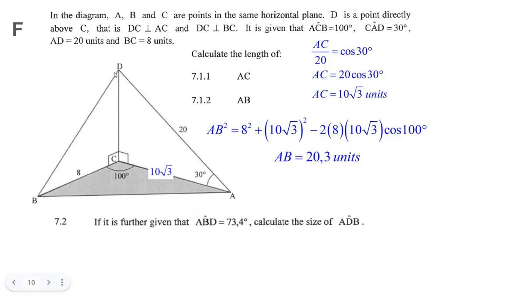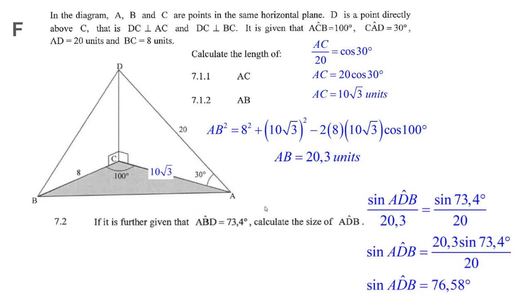It's further given that ABD is 73.4 degrees. How can we figure out the angle ADB? This angle up here, that's this triangle kind of facing in, that's on the ground. This is the big triangle in the front here. Well, how would we do that? Well, we can use what's called the sine rule. So all we do is we know that we just figured out that AB right here is equal to 20.3.